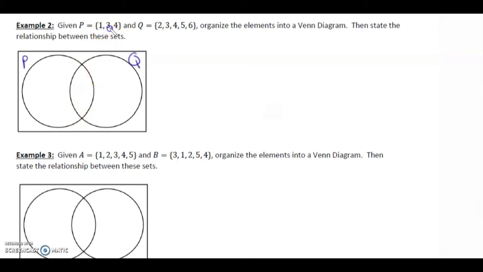So P is 1, 3, 4. Okay, we have 3, 4 in both of these. So we're going to label 3 and 4 in the overlap. What's unique to P is the number 1, and what's unique to Q is 2, 5, and 6.